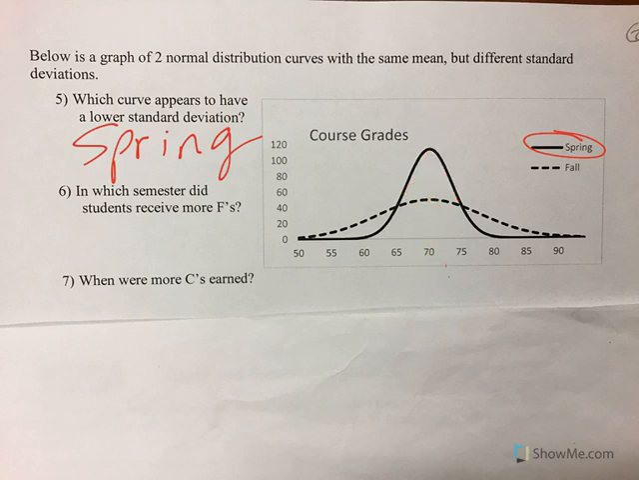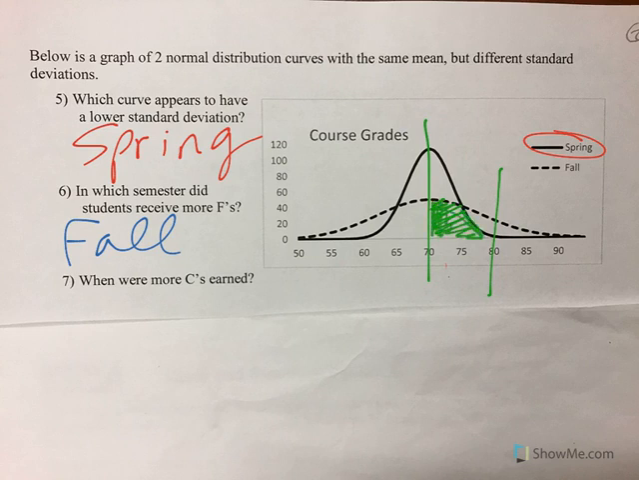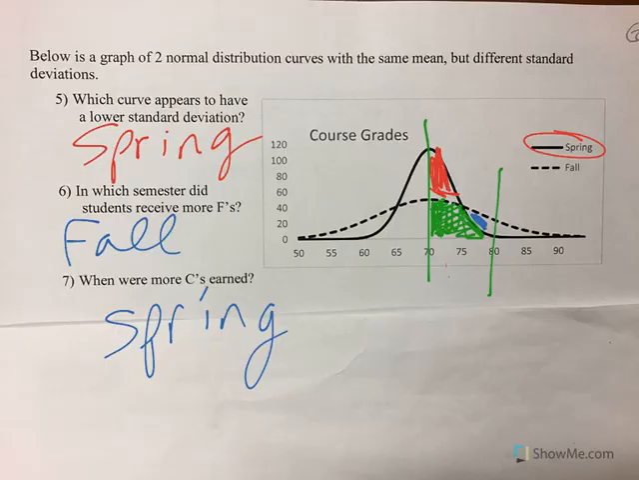In which semester did they receive more Fs? Well, an F is below 60, so below 60 would be the dotted line, which is fall. And then when were more Cs earned? Okay, a C is from 70 to 80. Now, this is shared space, right? Both graphs have this space. So you're really comparing spring up here and fall right here. Well, obviously spring has more. So spring has more Cs than fall. And that's that.